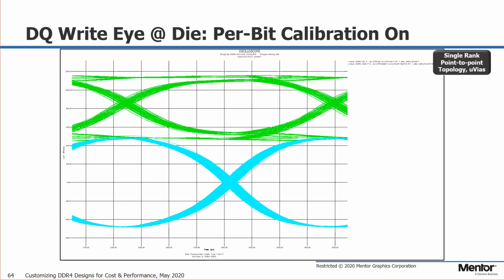So just to recap, as I've demonstrated, there are many variables to consider on both address and data byte lanes. It's important to look at all these trade-offs and make these design decisions early in the design cycle so that you're not caught by surprise after the PCB is already routed.